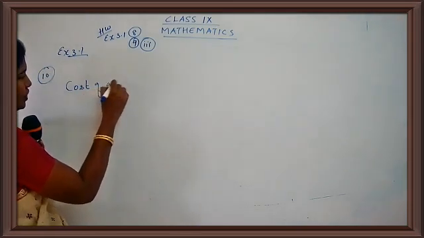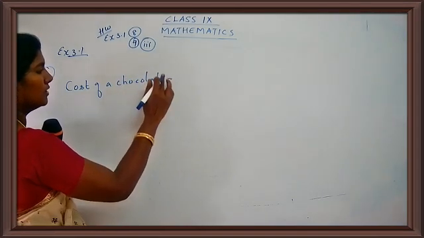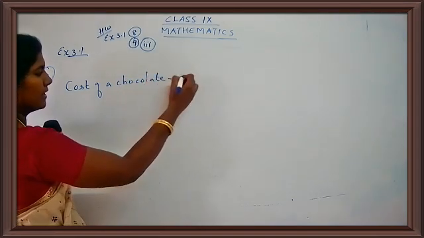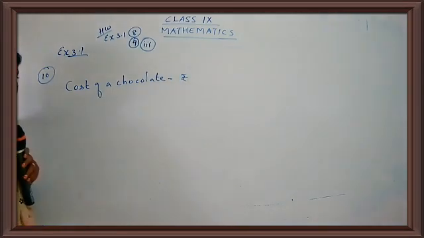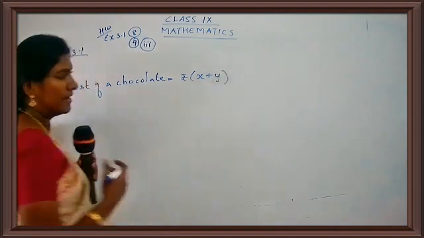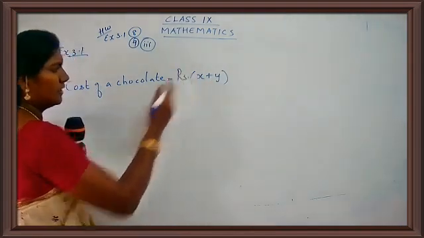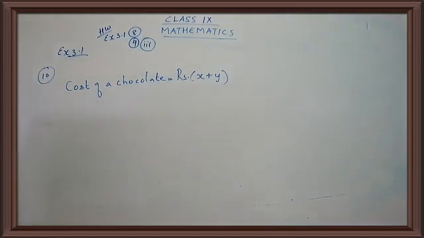Cost of a chocolate is equal to rupees. You can put the symbol for rupees or write Rs. I will take Rs only, because whatever is in the question, we take the same unit. So rupees x plus y. So what is the cost of a chocolate? Rupees x plus y.